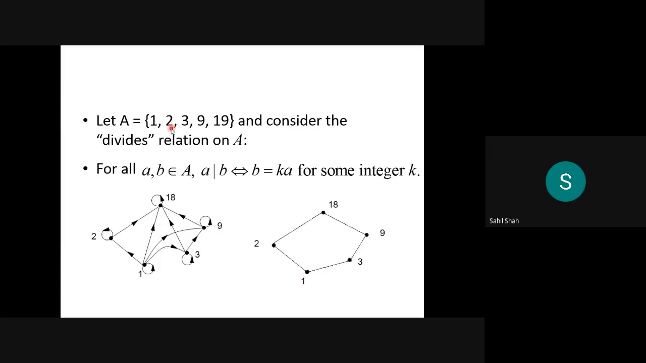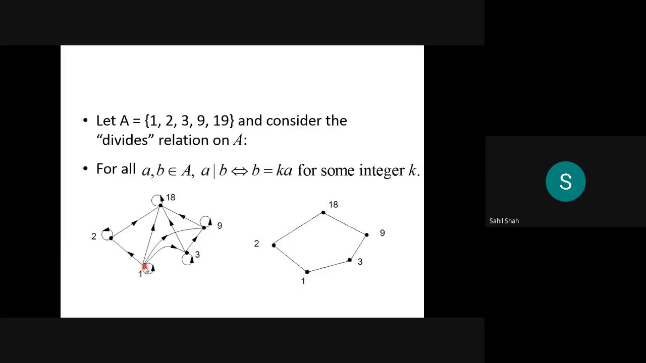So let A be a set having these elements, and you have been given a relation that is divides. How to interpret this divides relation? We will say for all A comma B belonging to the original set A, we will have B divided by A equal to 0. A divides B implies B equals KA for some integer K. In a simpler way, if it is given to consider the divides relation, you have to relate it to A slash B. Okay, B divides A, like this.